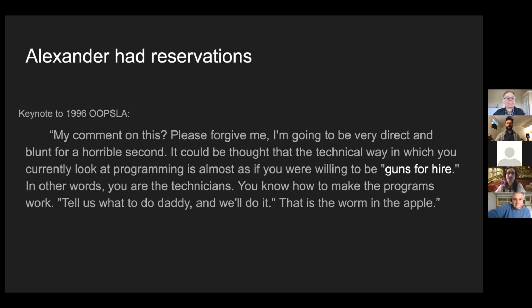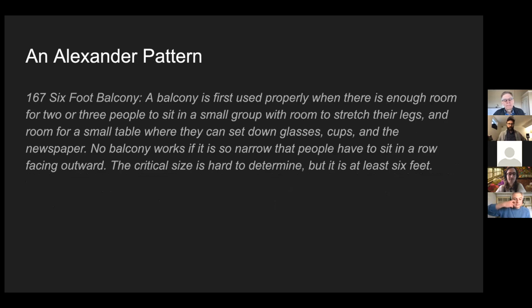So what is it that Alexander is saying here? How are programming design patterns different from the way that he and his community use design patterns in architecture? Here's an example of one of Alexander's design patterns, this one for the 6-foot balcony. It says, "A balcony is first used properly when there's enough room for 2 or 3 people to sit in a small group with room to stretch their legs and room for a small table where they can set down their glasses, cups, and the newspaper. No balcony works if it is so narrow that people have to sit in a row facing outward. The critical size is hard to determine, but it is at least 6 feet."